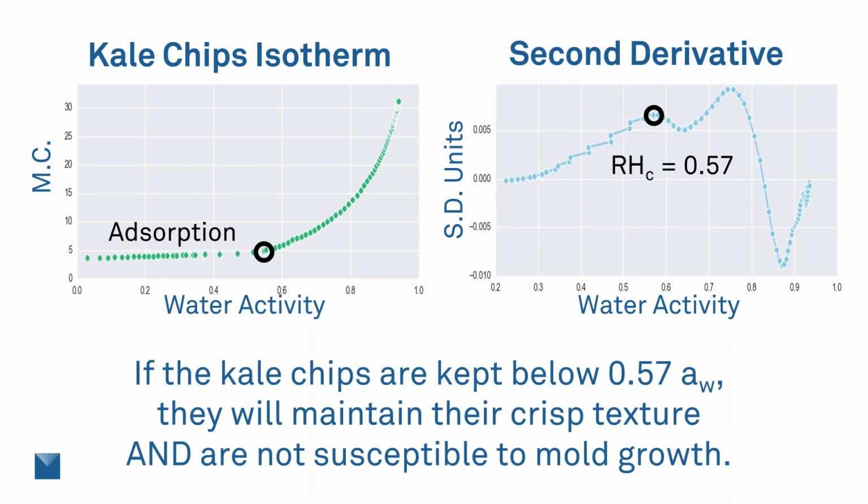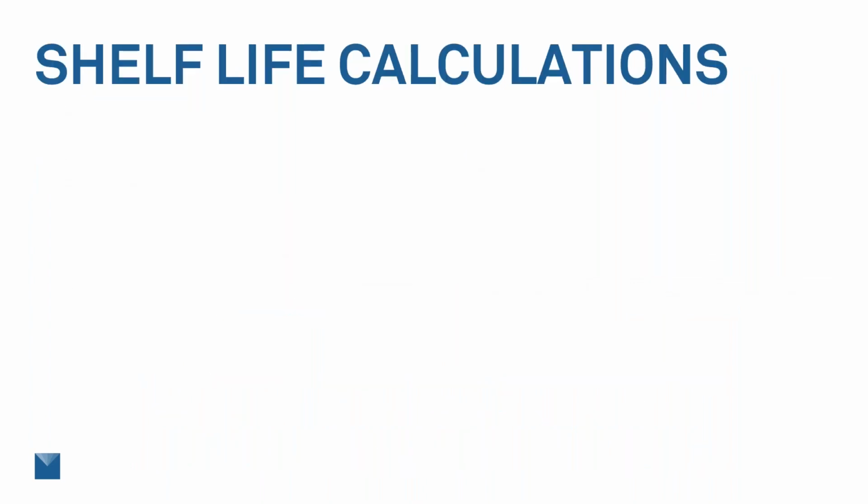Now, if we can keep the kale chips below this critical water activity, they will maintain their crisp texture, because we've already identified that for the texture part. And we know that if we can keep it below 0.7, which 0.57 is definitely below, they are no longer susceptible to microbial growth.